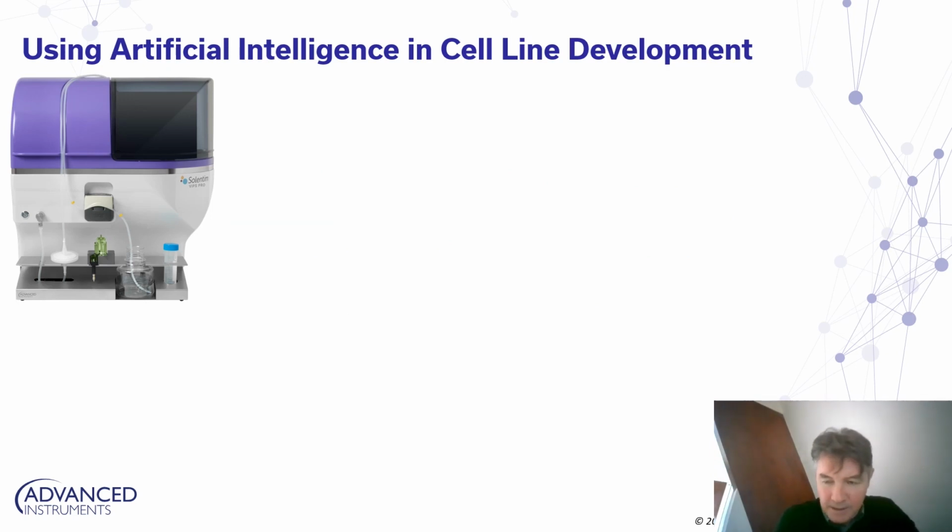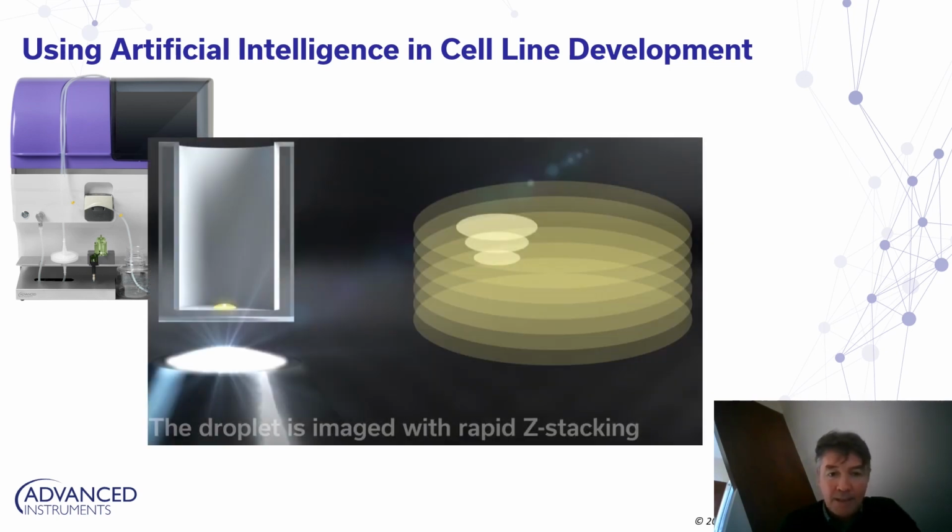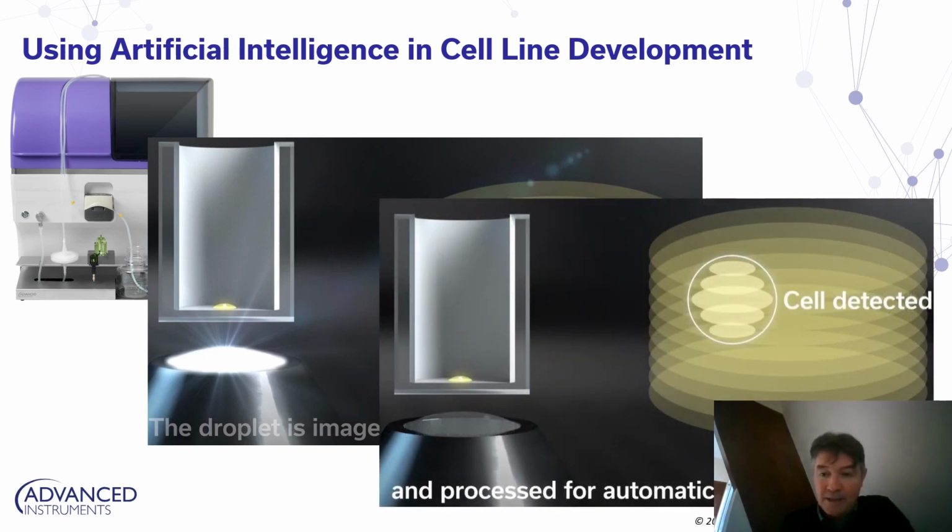The use of artificial intelligence in cell line development isn't new for advanced instruments and the Celentum portfolio. In this case, you can see the VIPS, or the Verified In Situ Plate Seeding instrument. You can see in this image that after a droplet, hopefully containing a single cell, has been dispensed into the microwell, the droplet is imaged with a succession of Z-stack images. Finally, the artificial intelligence neural network will process the image and decide whether a cell was detected within that droplet.